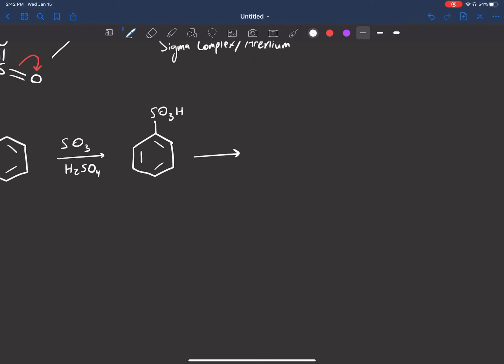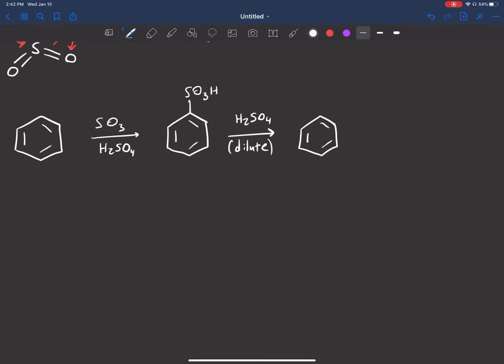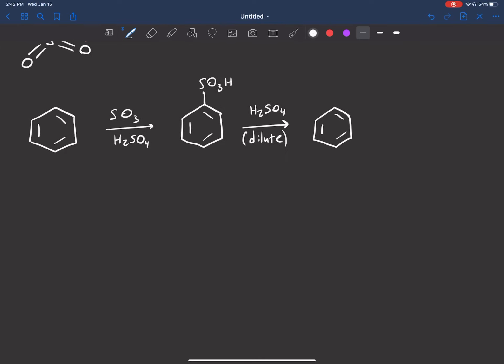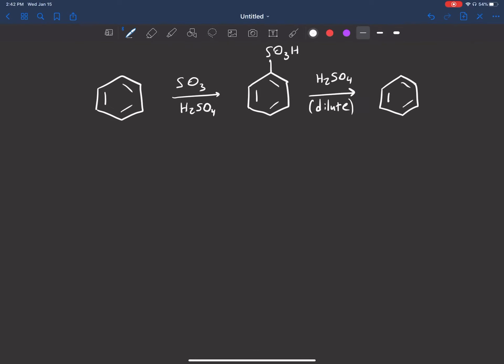Now, I know it probably means nothing to you guys right now, but we'll see it later on. And the way we reverse this is we write H2SO4 dilute. Alright? So make sure to put the dilute, and you're going to be right back to that original benzene. Alright? So that's the sulfonation reaction mechanism.